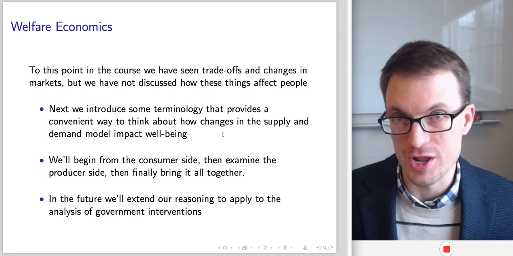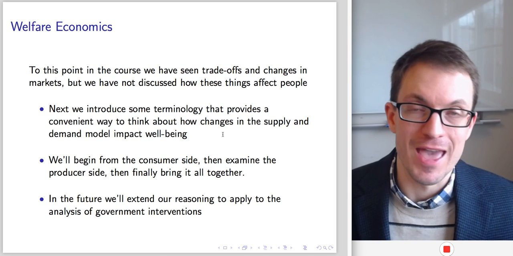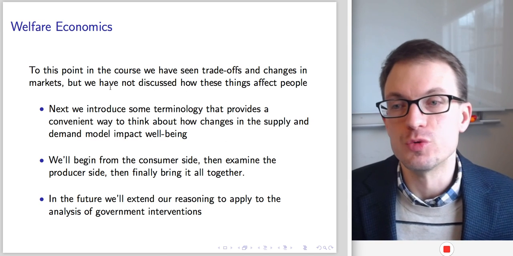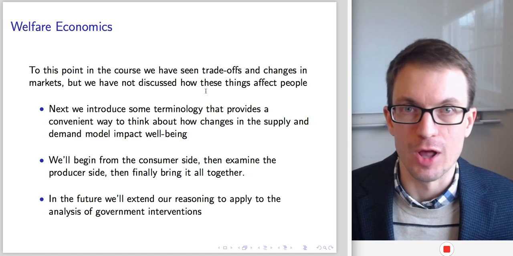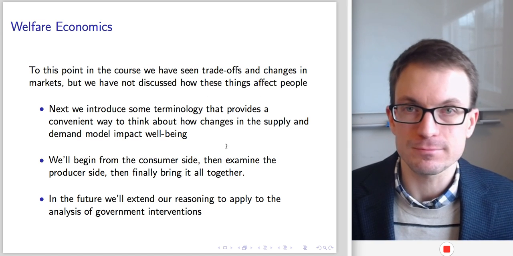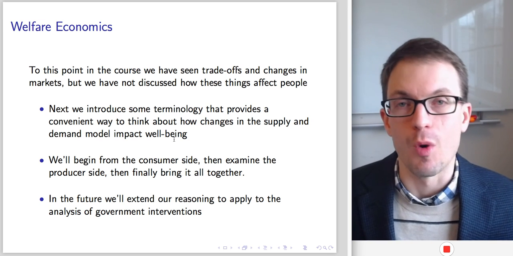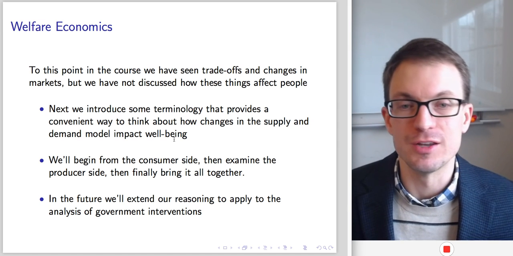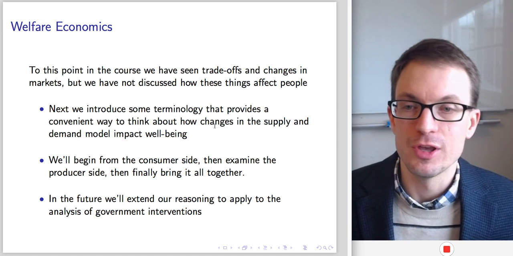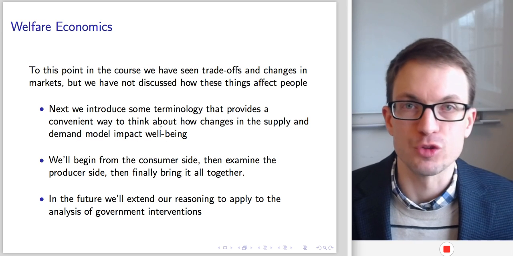So to this point in the course, we've thought about lots of interesting things. We've thought about trade-offs. We've thought about changes in markets caused by shocks to demand or supply. Now what we want to think about is how these effects are going to influence the well-being of individuals. So what we need to do is introduce terminology that gives us a convenient way to quantify and think about the effects of price changes on individuals and firms in markets. So we want to think about changes in supply, changes in demand, and how this impacts well-being.